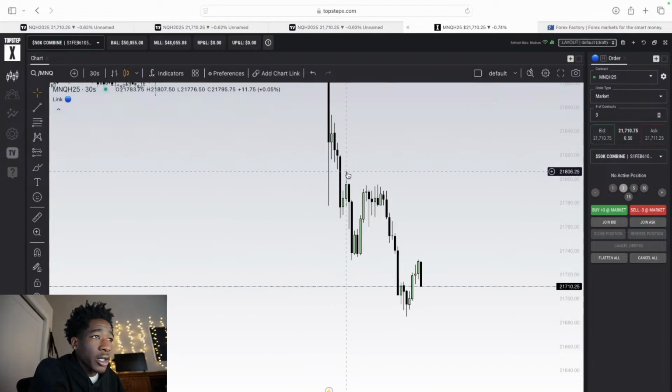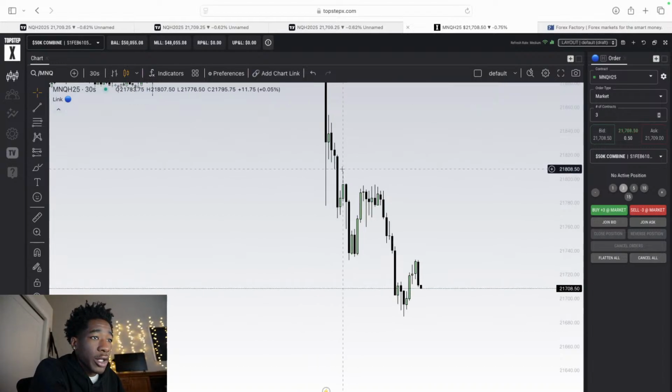On the 30-second, I guess this was the next range. You don't buy this fair value gap. You don't want to buy that if we're going to continue to go lower, right?